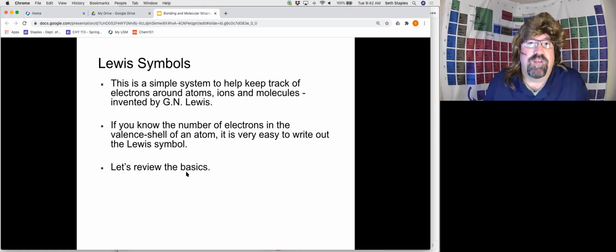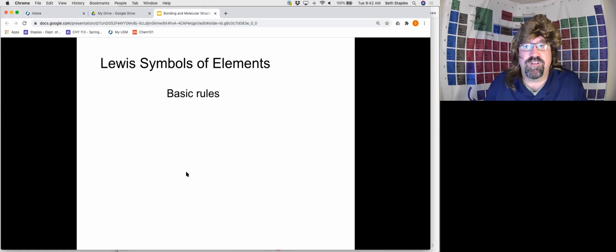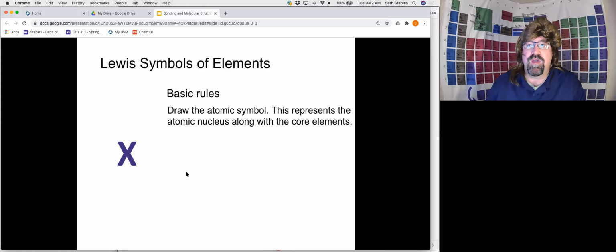Again, what we're trying to do here is keep track of the electrons around atoms, ions, and molecules. We're going to use our Lewis or valence electrons to do this. For one element, as we looked at already, we're going to draw the atomic symbol. We're just going to have a generic element here, X. That's going to be representative of our nucleus and all of the core electrons.